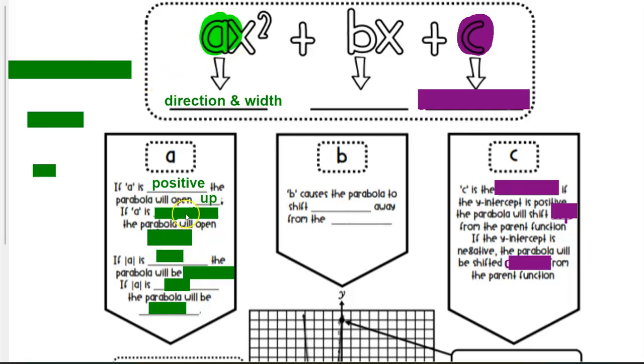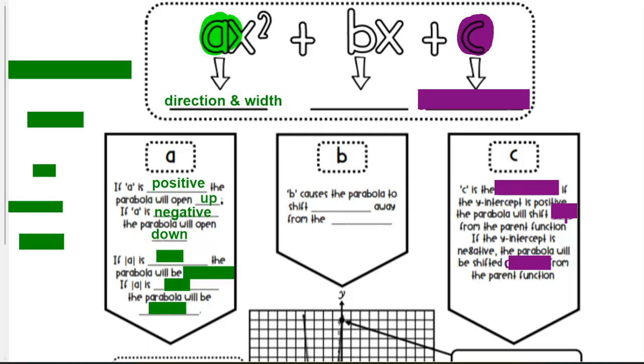Now, if this a value is negative, that means our parabola is going to open down. And like we've previously talked about, if your parabola opens down, then the vertex, or the point where the graph changes direction, the turning point, is a maximum.